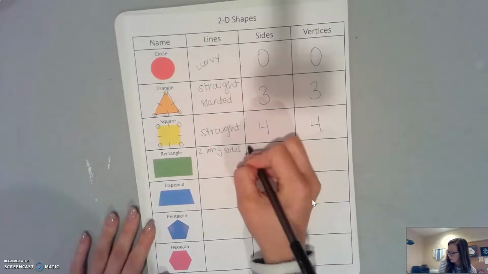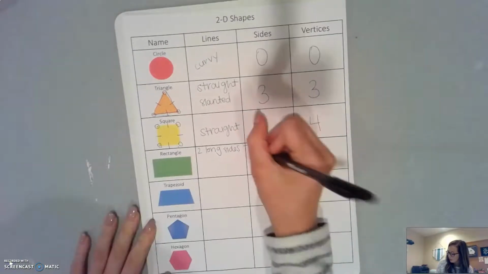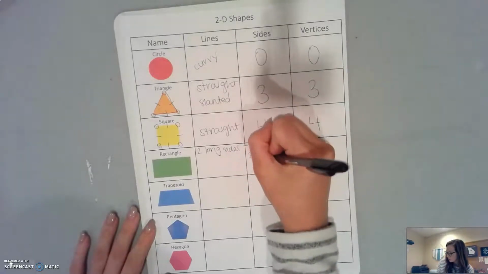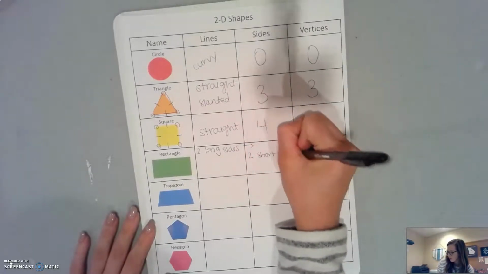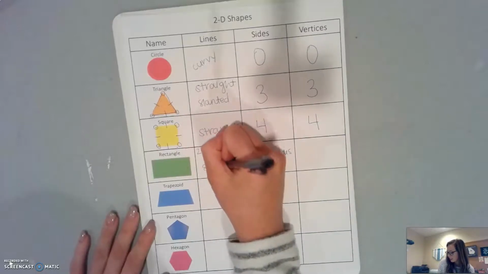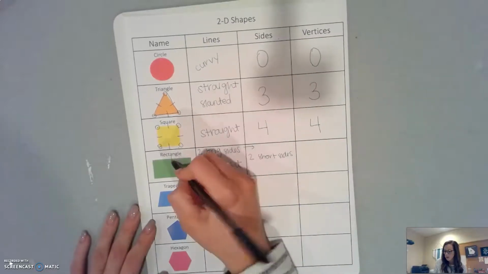Oh, actually we're going to put that over here. So we're going to write 2 long sides and 2 short sides. Just wanted to make a note of that. But the sides and lines are straight. So how many sides does it have? We count 1, 2, 3, 4.